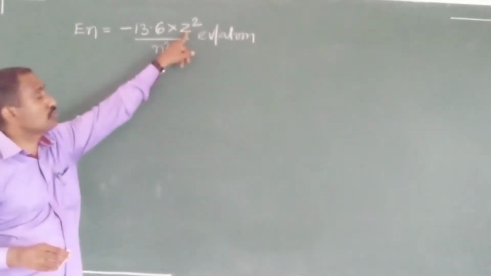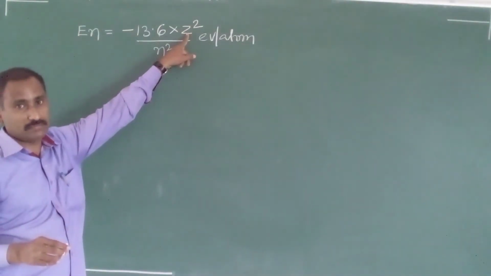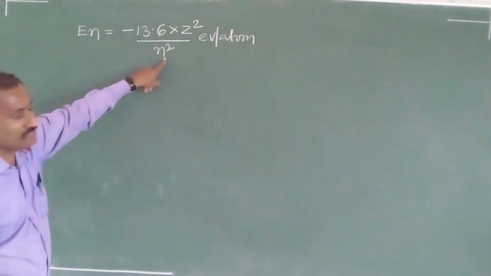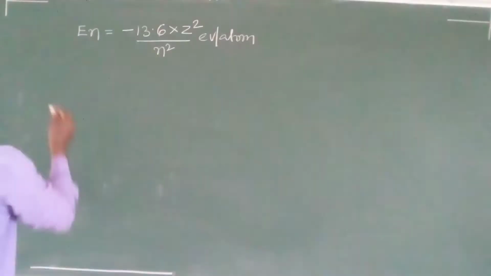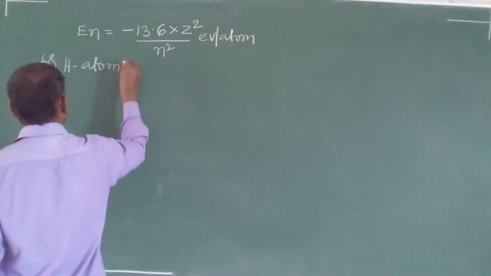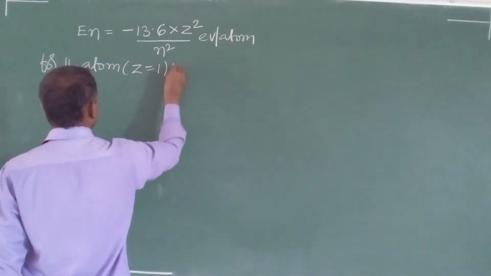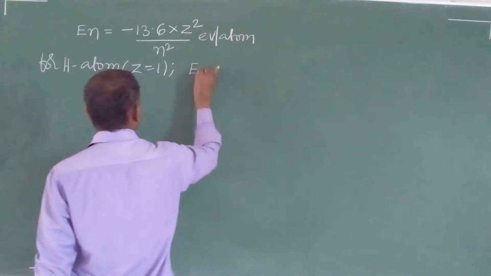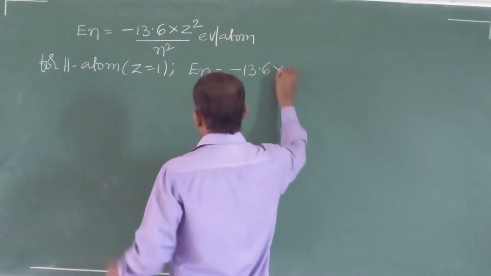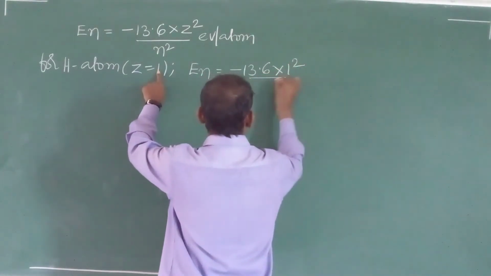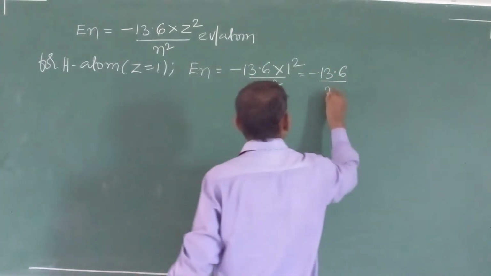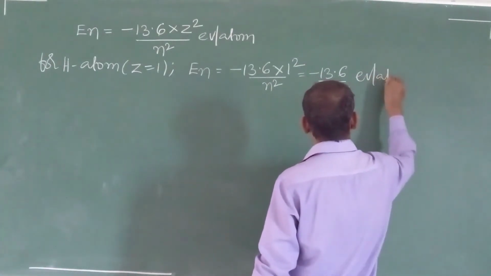So always you should remember formulas along with atomic numbers. Minus 13.6 into Z square by N square electron volt per atom. So for hydrogen atom, anyhow Z is equal to 1. Then energy En equals minus 13.6 into atomic number 1 square by N square, that equals minus 13.6 by N square electron volt per atom.